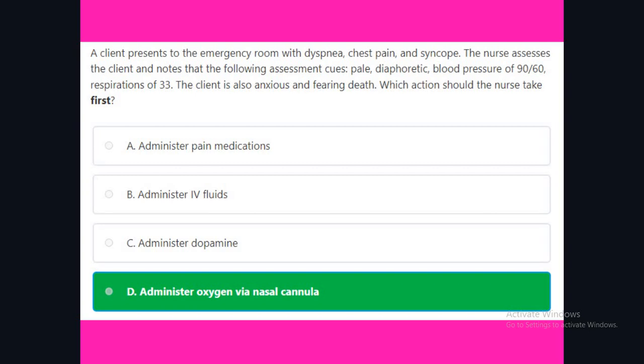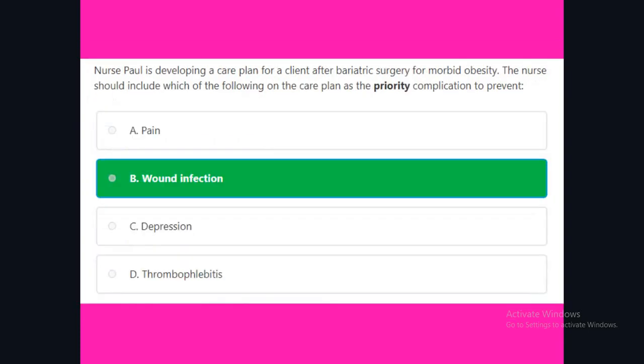A client presents to the emergency room with dyspnea, chest pain, and syncope. The nurse assesses the client and notes the following assessment cues: pale, diaphoretic, blood pressure of 90/60, respirations of 33. The client is anxious and fearing death. Which action should the nurse take first? Administer pain medications, administer IV fluids, administer dopamine, administer oxygen via nasal cannula. The patient has a respiratory rate of 33, so definitely the patient is having difficulty in breathing. Taking into account the ABC strategy, airway will be given priority over the blood pressure and everything else, right? So, answer D is the option.